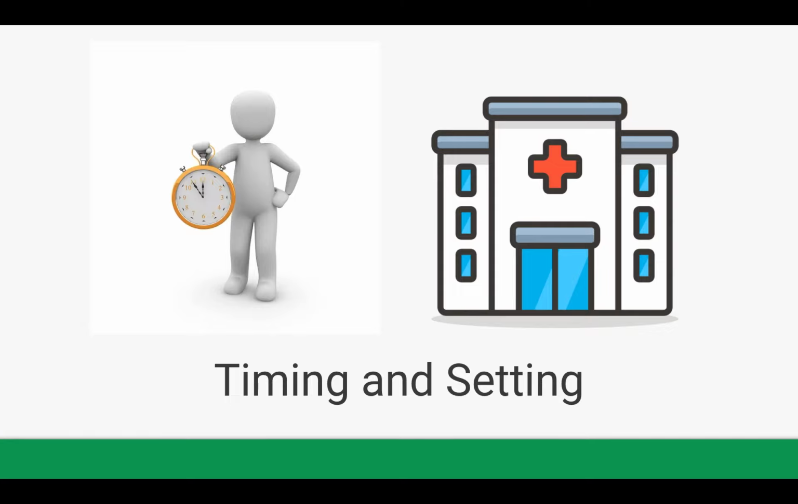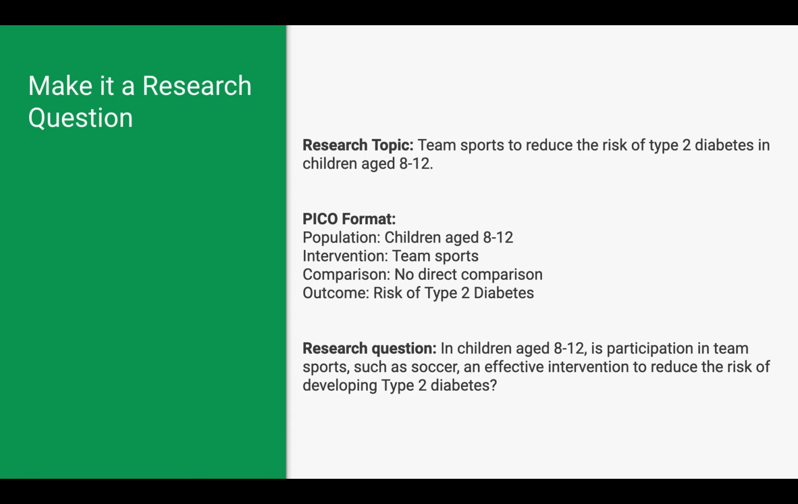So how do you take your research topic to a research question using PICO? Use the information you have from your research topic and slot it into the appropriate section of PICO. For example, here's my research topic: team sports to reduce the risk of type 2 diabetes in children age 8 to 12. Broken down into the PICO format, we have the population, which is children, specifically those age 8 to 12. The intervention here is team sports. There is no direct comparison, and the outcome I'm interested in measuring is the risk for type 2 diabetes.